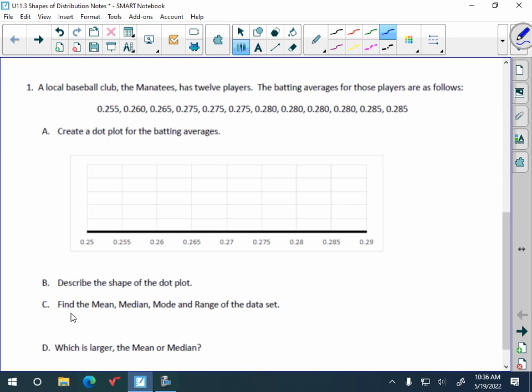All right, so we're going to go ahead and create a dot plot given these 12 players' batting averages. For each score, we put a dot above that average. And then we can describe the shape of the graph, and we can find the mean, median, mode, and range of the data also. So this is why you want a calculator to do all this. All right, so let's go ahead and create this dot plot. So 0.255, put a dot for that one. You just go through and put a dot for each one.